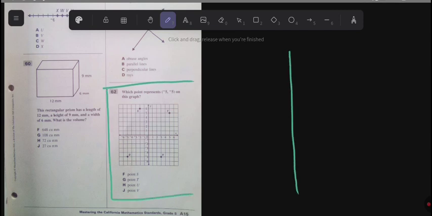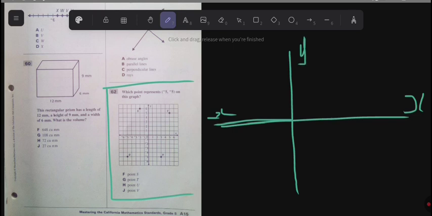I want to briefly explain something to you using a graph. Here is x, that is positive x. The horizontal line is the x-axis. This side is positive x, the other side of it is negative x. The vertical line is y. The upper part is positive y, the lower part is negative y.